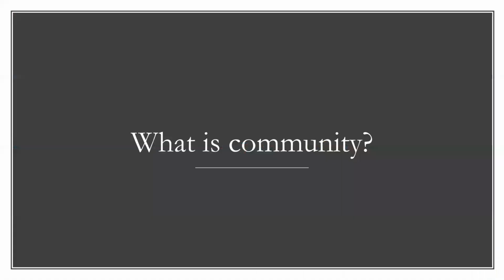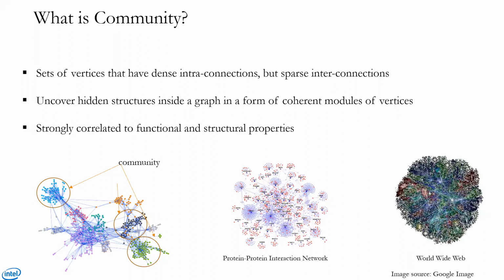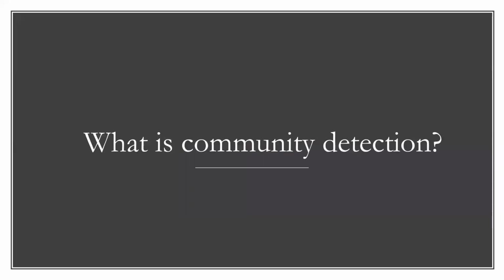I'll start by answering some questions. The first question is, what is a community? These are sets of vertices that have dense interconnections internally but sparse interconnections with the rest, making them strongly interacting entities in a network. These usually uncover hidden structures inside a graph and are strongly correlated to the functional and structural properties of the graph. The next question is, what is community detection?